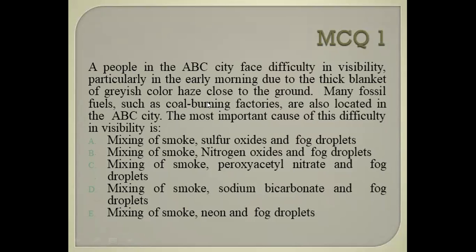Many fossil fuels such as coal burning factories are also located in ABC city. The most important cause of this difficulty in visibility may be due to mixing of: A, smoke, sulfur oxides, and fog droplets; B, smoke, nitrogen oxide, and fog droplets; C, smoke, peroxyacetyl nitrate, and fog droplets; D, smoke, sodium bicarbonate, and fog droplets; or E, neon, smoke, or fog droplets.